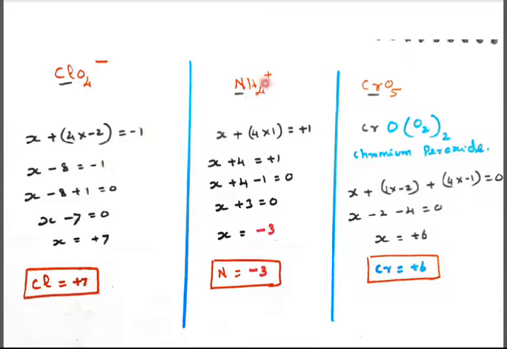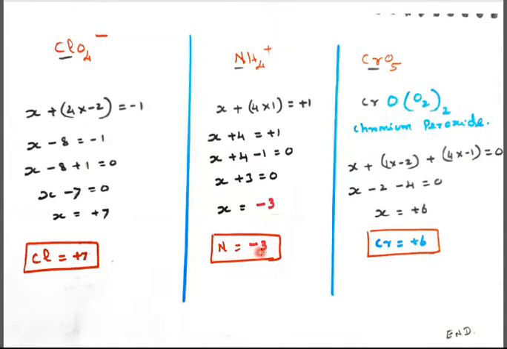Next example, NH4 plus. Find the oxidation state of nitrogen, keep it as x, plus 4 hydrogen, valency is +1. The whole charge is +1. So x plus 4 equal to +1. When this +1 goes inside, it becomes -1. So x plus 4 minus 1 equal to 0. So x plus 3 equal to 0. When this +3 goes outside, it becomes -3. So the oxidation state of nitrogen is -3.